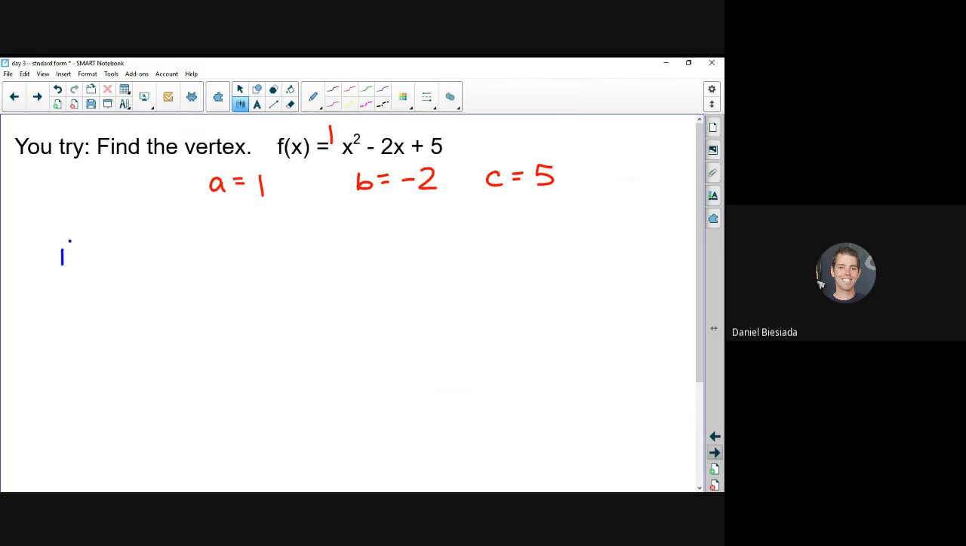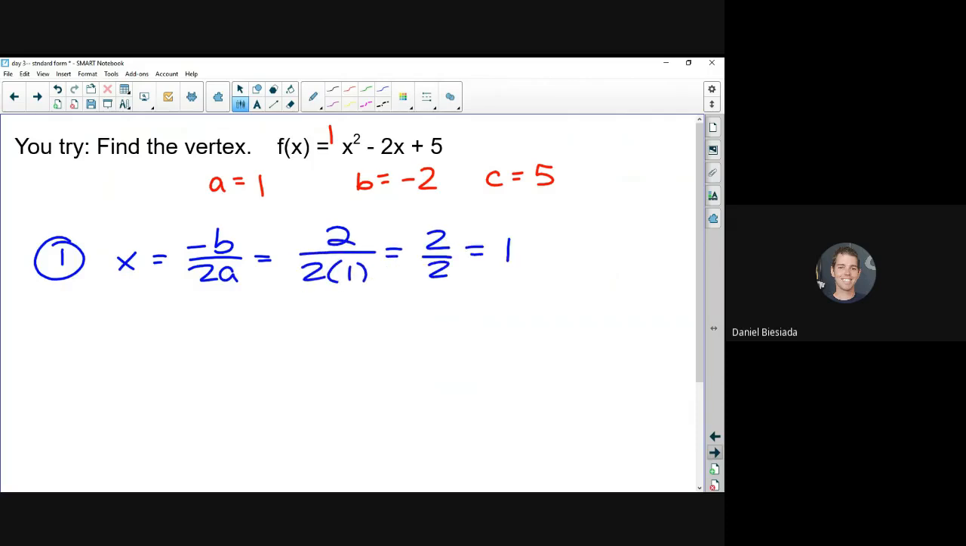Going back into my normal process then, I'll start with using x equals -b over 2a. This is another one of those situations where b was already negative, so -b will turn back to positive. A was 1, so we have 2 divided by 2, which is 1. That's the x value of my vertex. And now I'll go in with that 1 to find the y value.